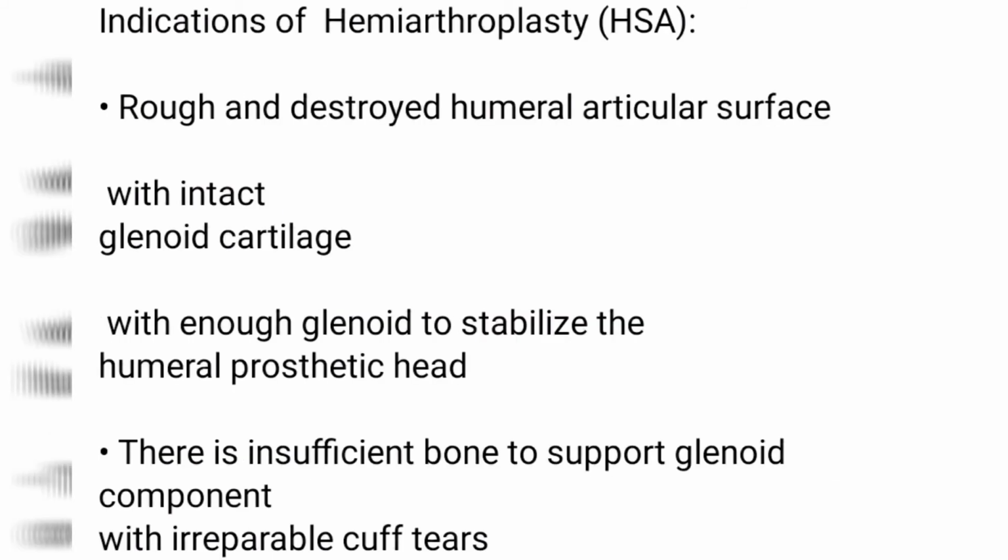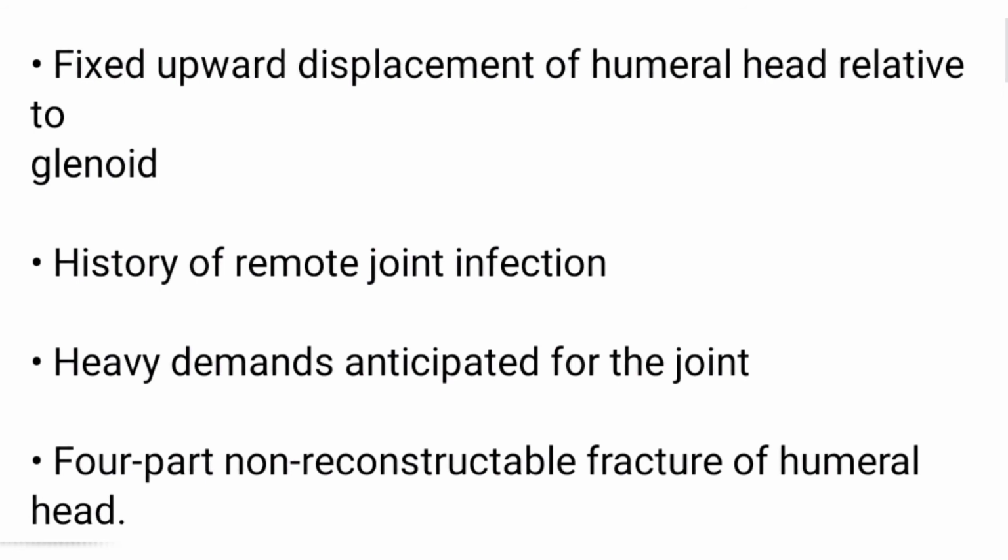Indications of hemiarthroplasty are a rough and destroyed humeral articular surface with intact glenoid cartilage, with enough glenoid to stabilize the humeral prosthetic head, or insufficient bone to support a glenoid component with irreparable cuff tears. More indications of hemiarthroplasty are fixed upward displacement of the humeral head relative to the glenoid, history of remote joint infection, heavy demands anticipated for the joint, and 4-part non-reconstructible fracture of the humeral head.